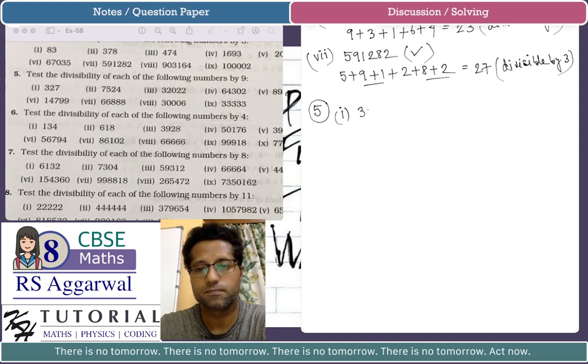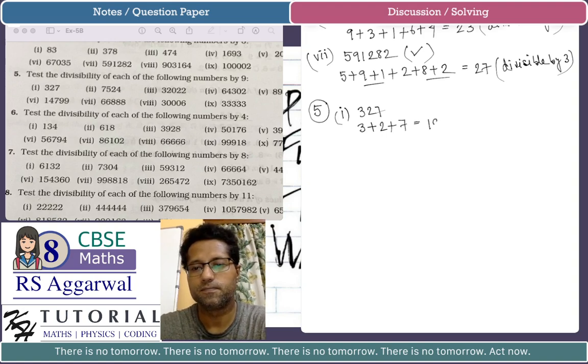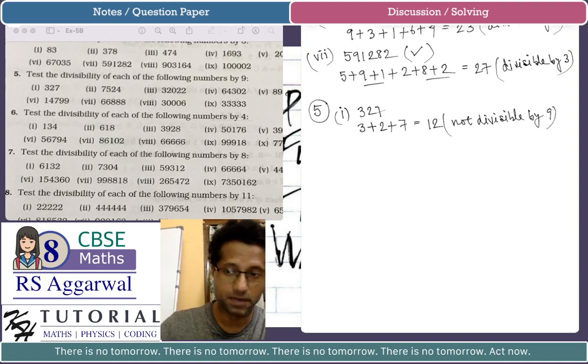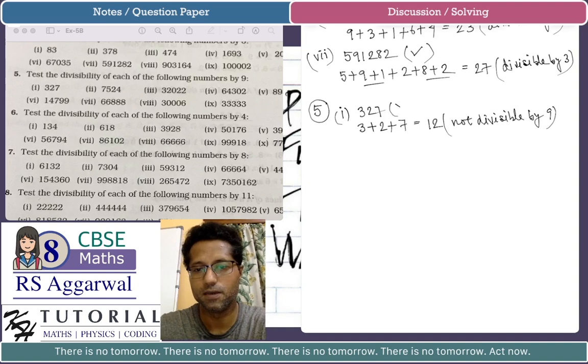327. The sum of the digits is 3 plus 2 plus 7, which is equal to 12. 12 is not divisible by 9, hence the number is not divisible by 9.